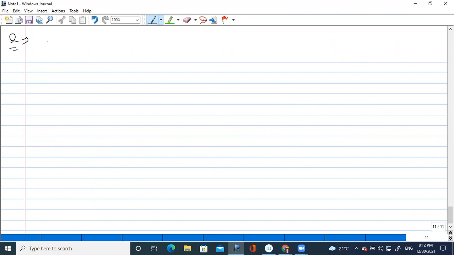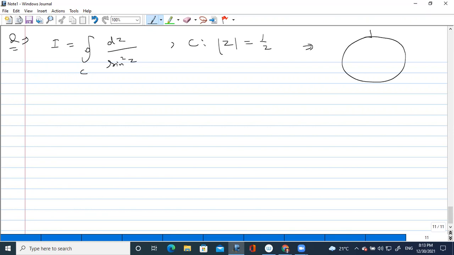Okay, one more question is there. Integral I over closed contour C of dz by sine square z, over the contour mod z equal to 1 by 2. So how will you make this circle? On the Argand plane, you can make this the real axis, and this the imaginary axis. So radius is half. This side also it is half, so it is half i. And this side also it is half. This is minus half, and this point will be minus half i. This is only the imaginary line. Okay.